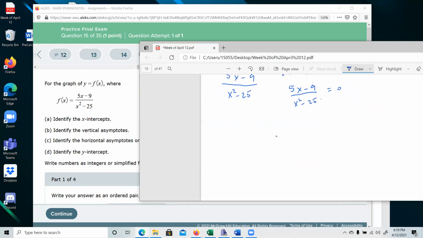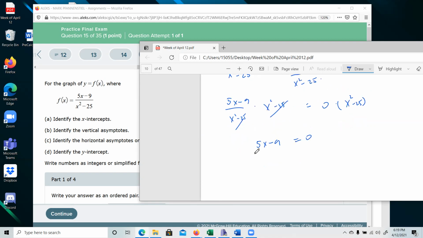So the first thing I'm going to do here is say (5x minus 9) over (x squared minus 25) times (x squared minus 25) is equal to 0 times (x squared minus 25). That cancels, and we have 5x minus 9 is equal to 0. I'd like to say problem solved. Not quite. We still have some more work to do. This is just finding the intercept. 5x equals 9, x equals 9/5.